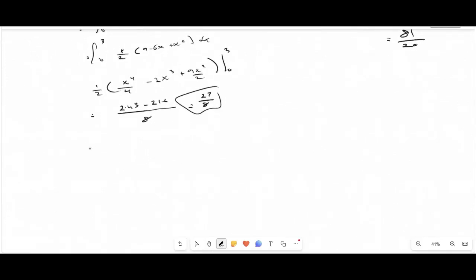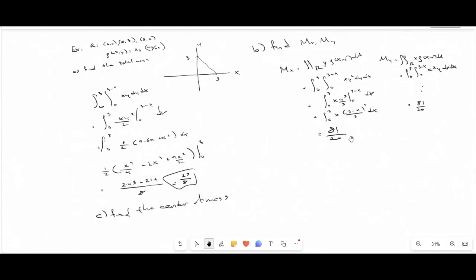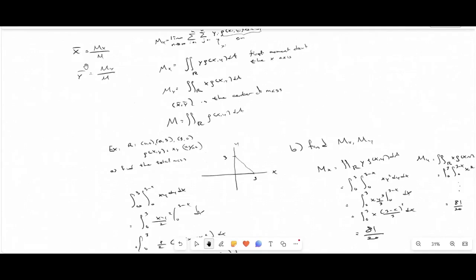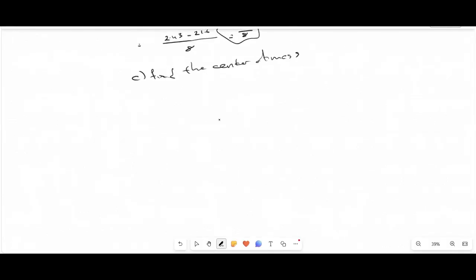And then we'll put C maybe down here. It's kind of the easiest one. Find the center of mass. Well, we've got the total mass, 27 over 8. And we've got these moments. And all we need to recall is that dividing by the total mass gives us these final answers. So I've got this average x coordinate coming from Mx divided by M, which is 81 over 20 times 8 over 27.